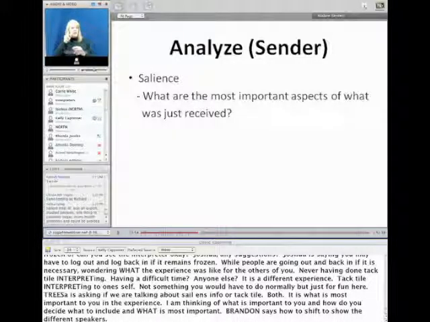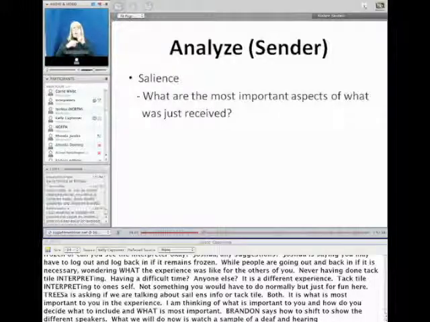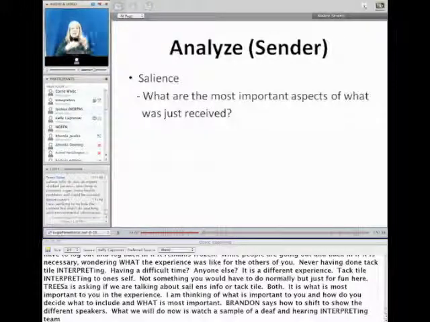Okay, so what we're going to do now is watch a sample of a deaf and hearing interpreting team do this. And due to the technology limitations, we're going to do it a little bit different. So what I'm going to do is put the video up, and you'll see it come up in your box, but you're going to have to press play yourself.